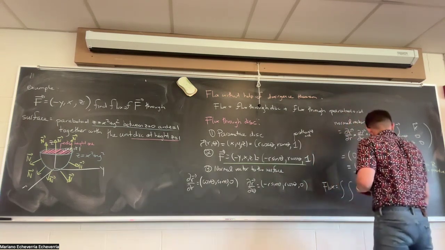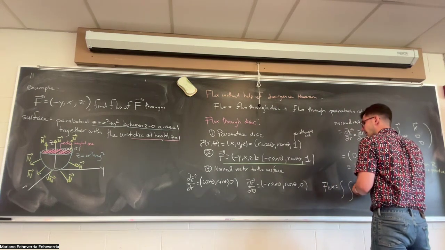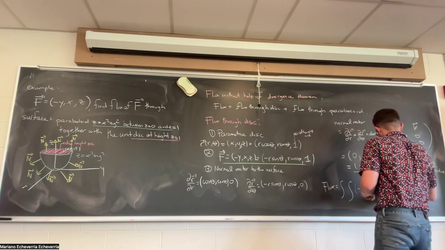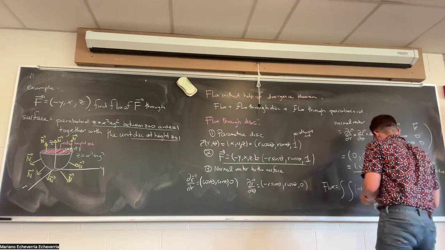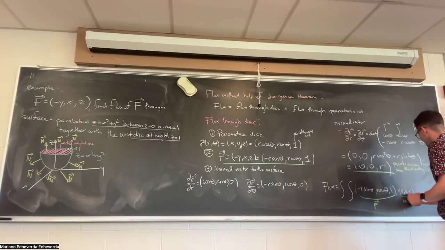So it's the integral between negative R sine of theta, R cosine of theta, 1, because this is F, right? With 0, 0, R, because that's the normal vector. So flux is always with the normal vector, just as a reminder.